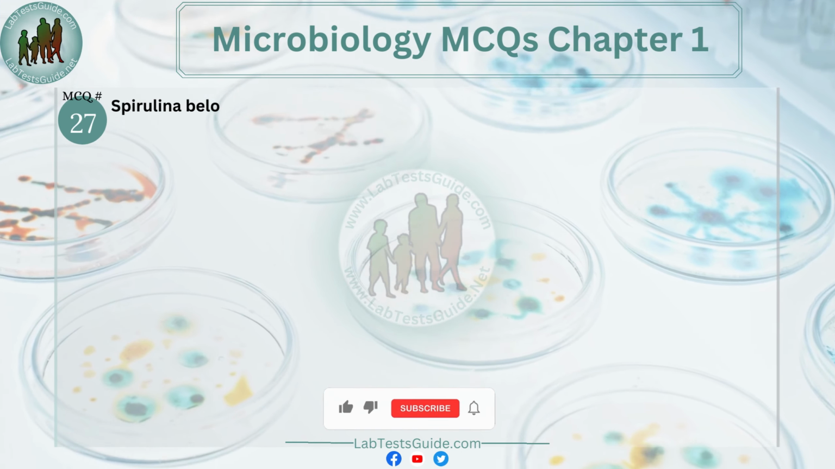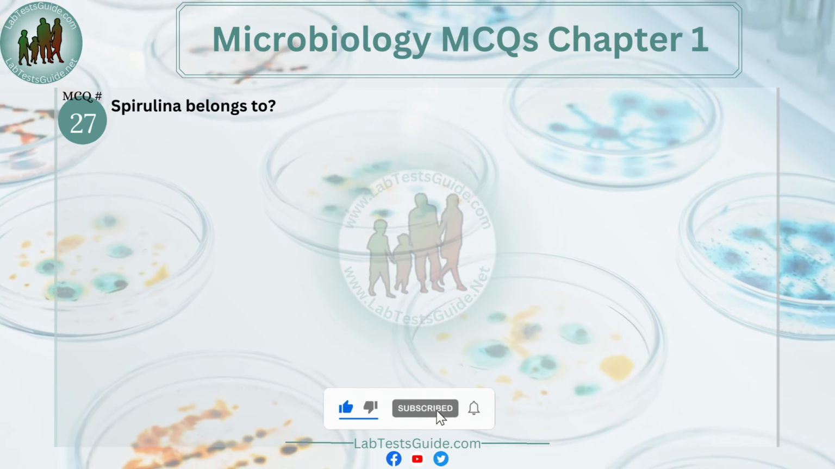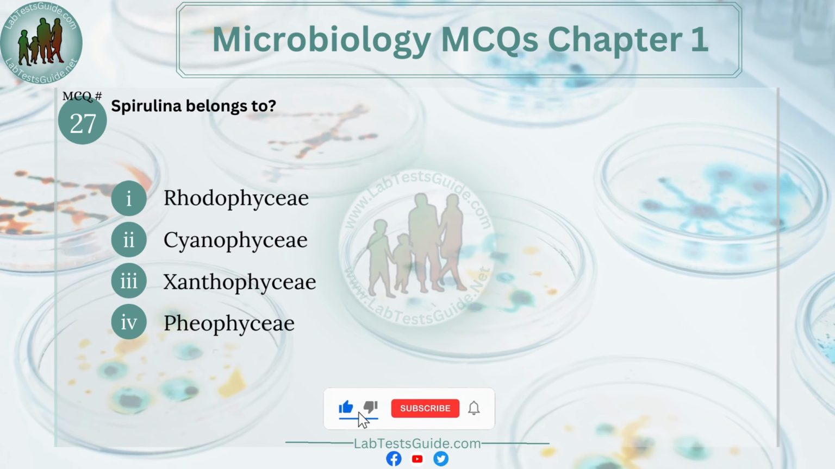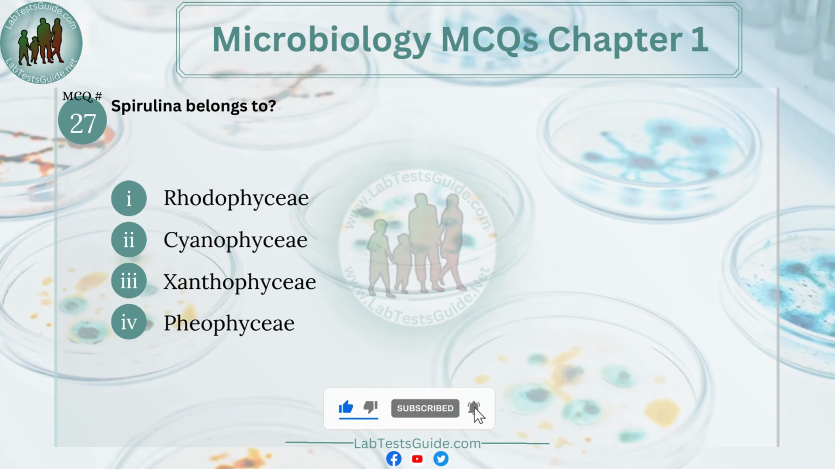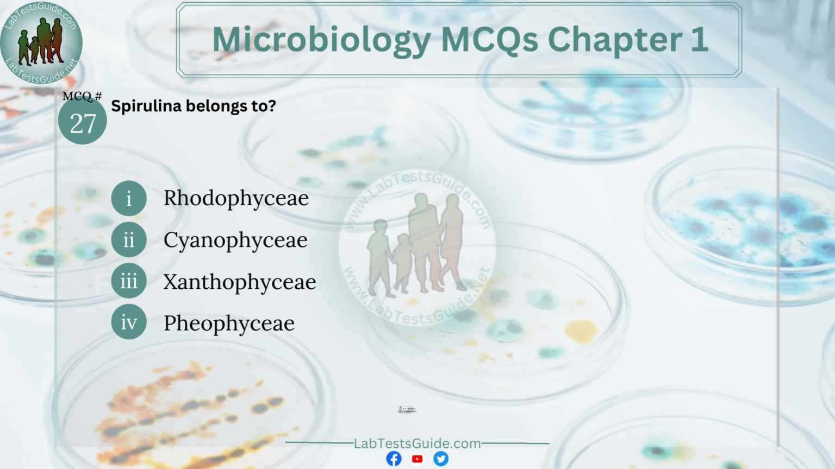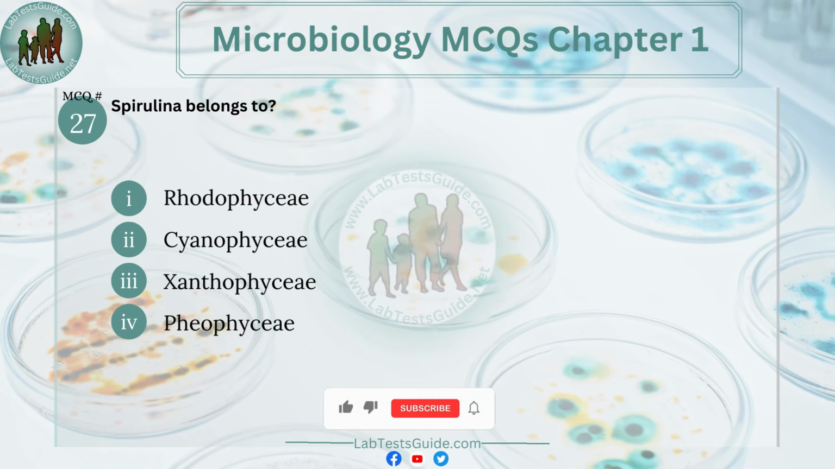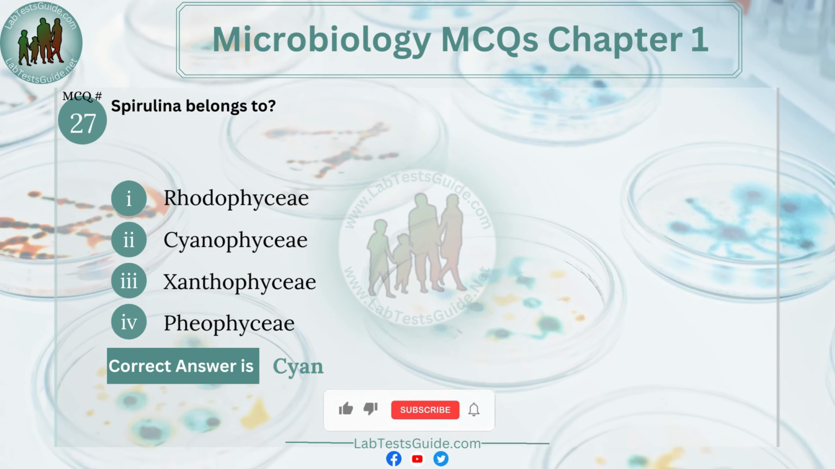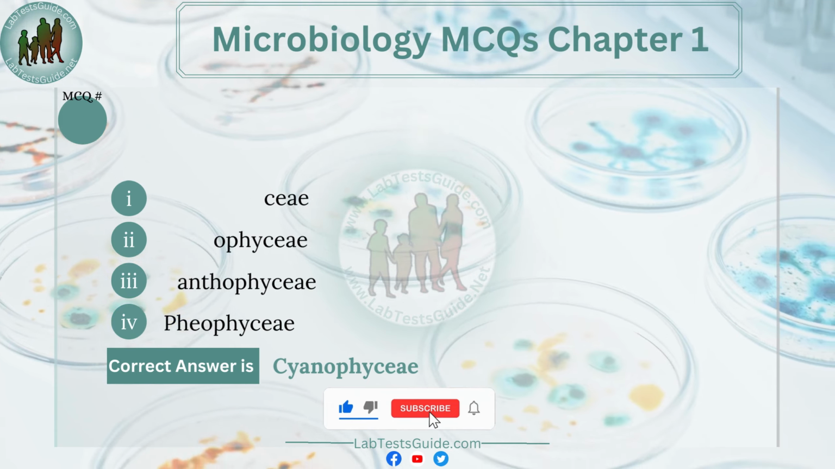Question number 27. Spirulina belongs to option number 1, Rhodophyceae. Option number 2, Cyanophyceae. Option number 3, Xanthophyceae. Option number 4, Phaeophyceae. Correct answer is Cyanophyceae.